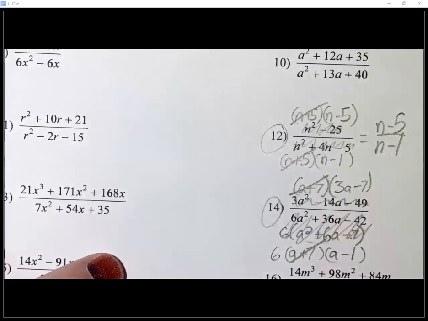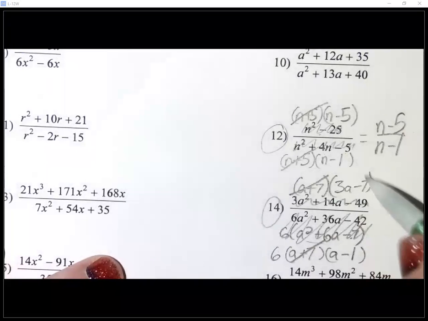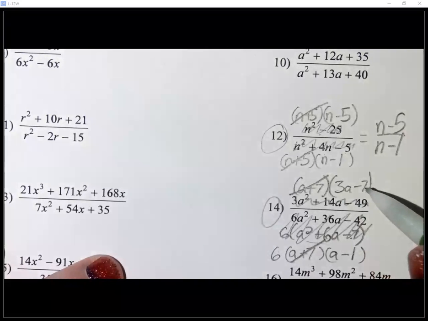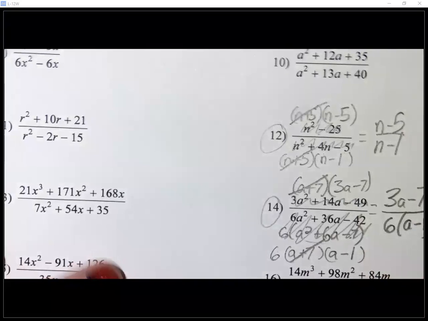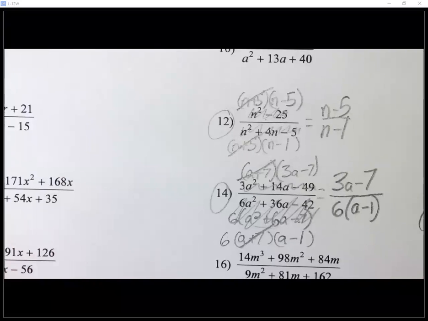No, you can't touch. I know you might feel like, oh, can I reduce this 3 and that 6? No, because that 3 is part of a binomial. Binomials are untouchables. All right, so then all I do is I write my answer. What's left in the numerator, 3a minus 7. What's left in the denominator, 6 times a minus 1. That's it. Does that make sense?